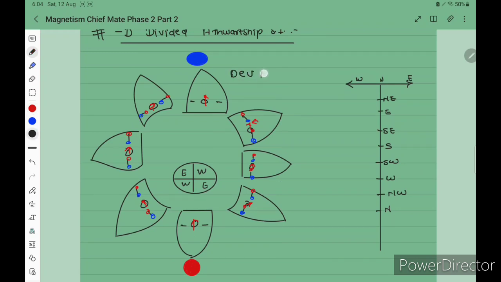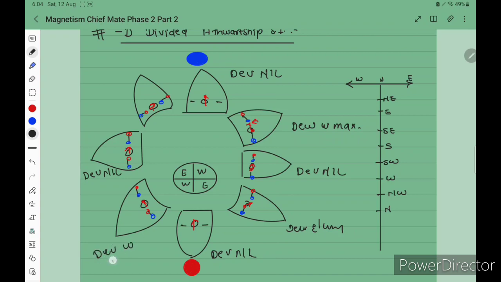So deviation nil, deviation westerly maximum, deviation nil, deviation nil, deviation easterly maximum, deviation nil, deviation westerly maximum, deviation easterly maximum.